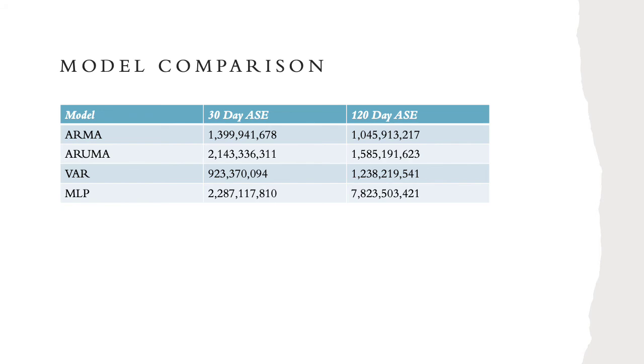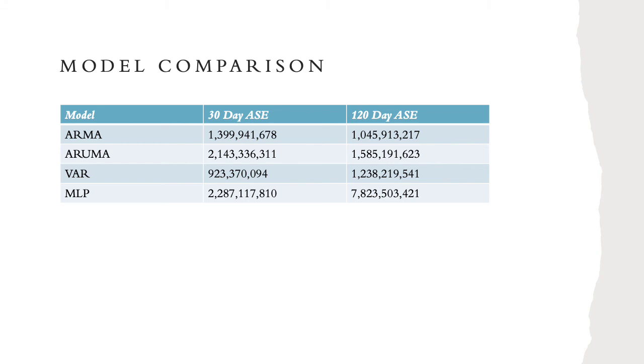You can't always base everything on this, though. In the 30-day ASE, the lowest was the VAR model, but when we looked at that chart, we could see it wasn't the greatest. And in the 120-day forecast, the lowest ASE is the ARMA model, but when we looked at the forecast versus the actuals, it wasn't that great.